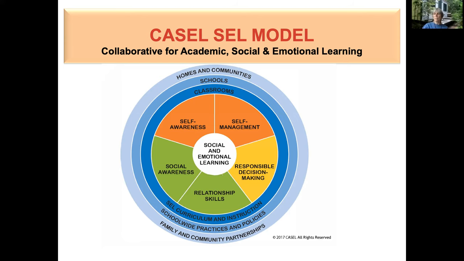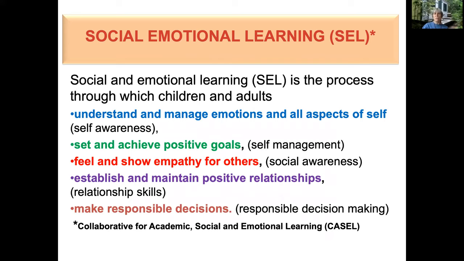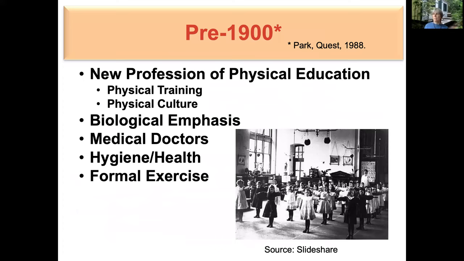So what is social emotional learning all about? Again, it's a process through which children and adults understand and manage emotions and all aspects of their self. That's the self-awareness. They set and achieve positive goals, self-management. They feel and show empathy for others, social awareness. They can establish and maintain positive relationships, relationship skills, and making responsible decisions, just what it says. These are the 5 areas that CASEL defines.